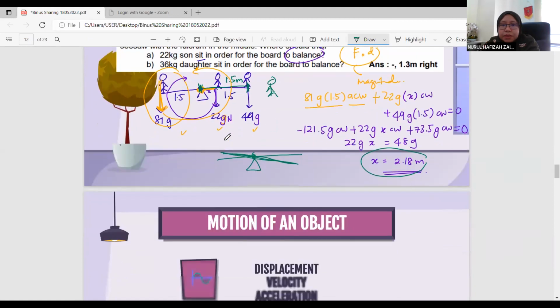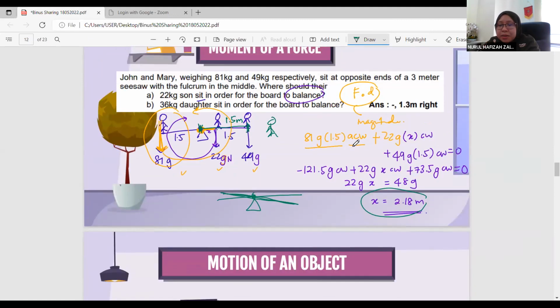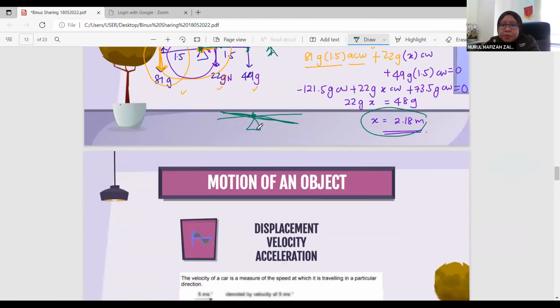Okay, so that's, I say, this is actually from a vector. If we don't calculate, we cannot see that this is actually an application of a vector. Okay.